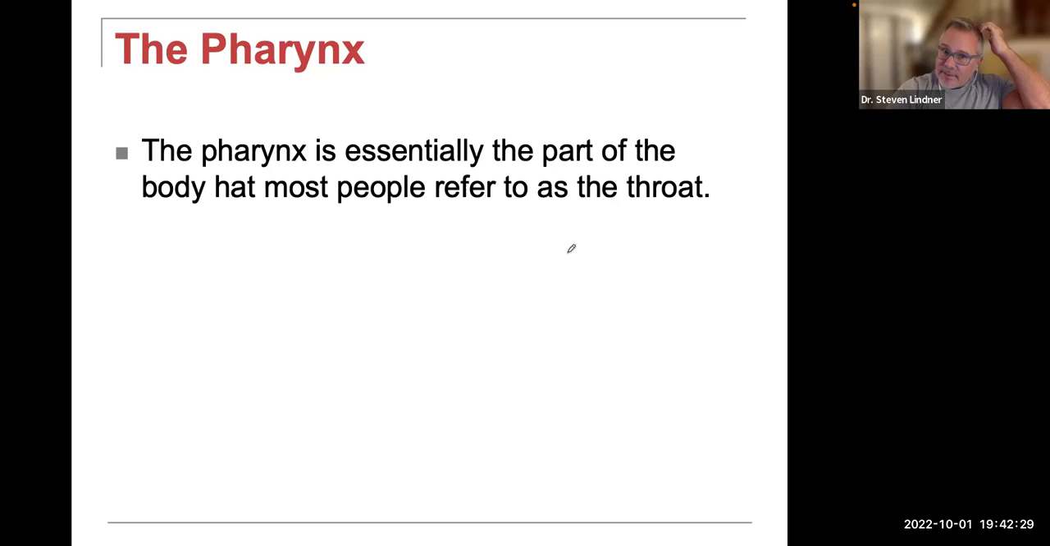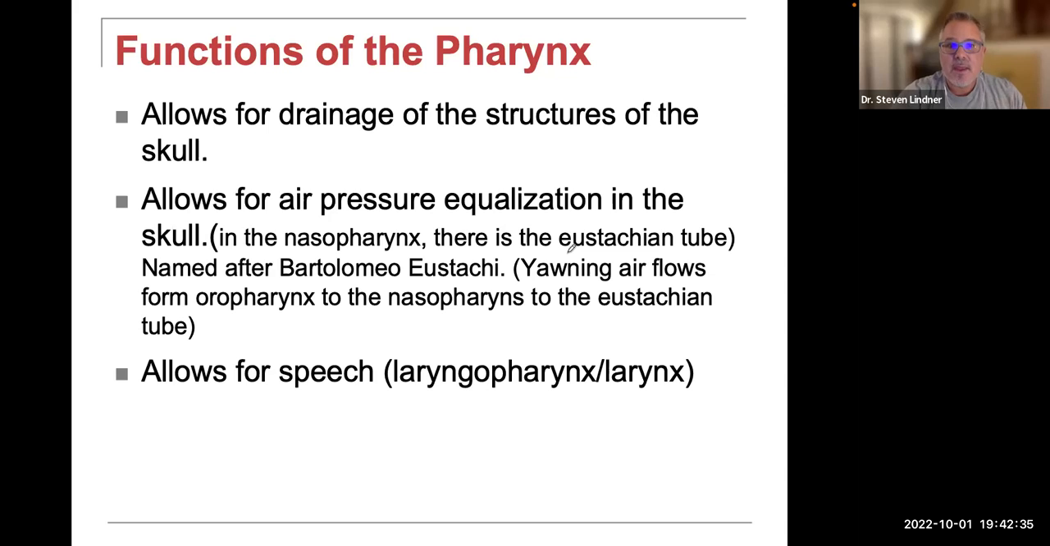The pharynx is essentially the part that we refer to as the throat. And the pharynx is going to allow for the drainage of the structures of the skull. And it's going to allow for the air pressure equalization in the skull. In the nasopharynx, there is a portion that we call the eustachian tube that's named after Bartolomeo Eustachi, right? This is what happens when you fly in high altitudes and you feel that awkward sense in the ears and you try and pop your ears or yawn or chew gum to try and equalize the pressure of what's outside and inside the ear. That's the eustachian tube.